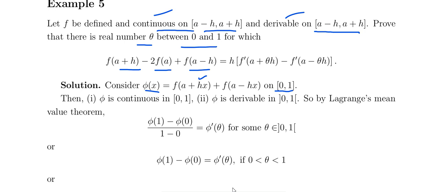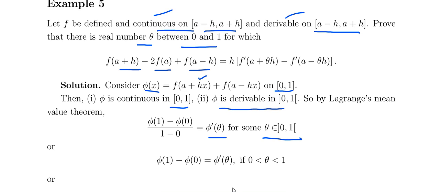So the first one, this function is continuous because f is continuous. So phi is continuous on [0, 1]. The second one, f is differentiable, so therefore phi is differentiable in the open interval (0, 1). So now we can apply the Lagrange theorem. So what is the Lagrange theorem? Theta belongs to 0 to 1, that is what they have given, for some c in (0, 1). So phi dash of theta equals (phi of 1 - phi of 0) / (1 - 0). So phi of 1 - phi of 0 equals phi dash of theta, because of dividing by 1 - 0.